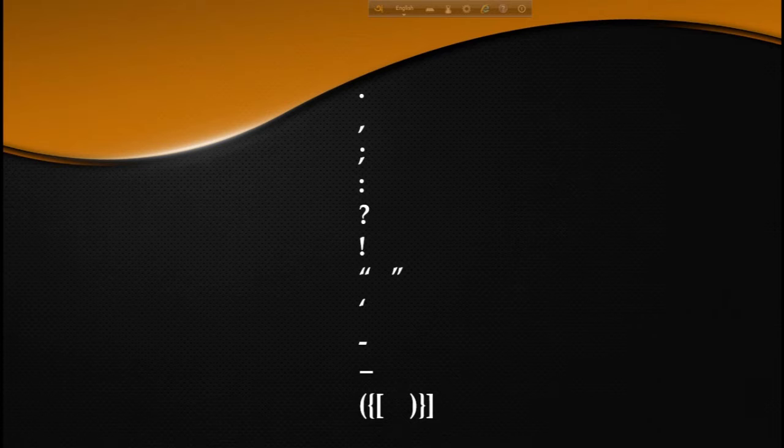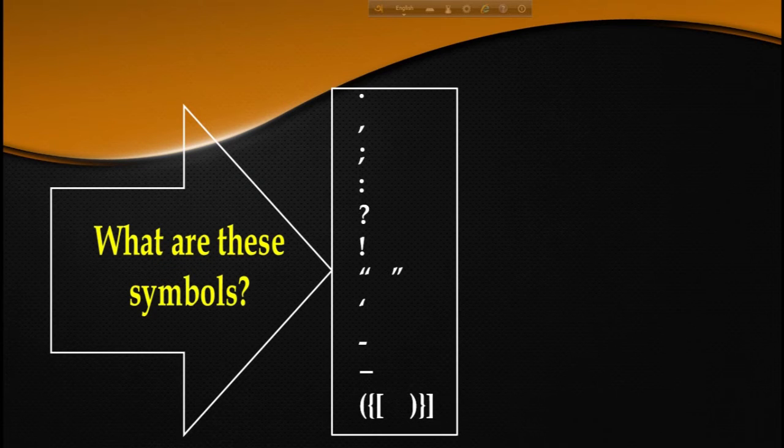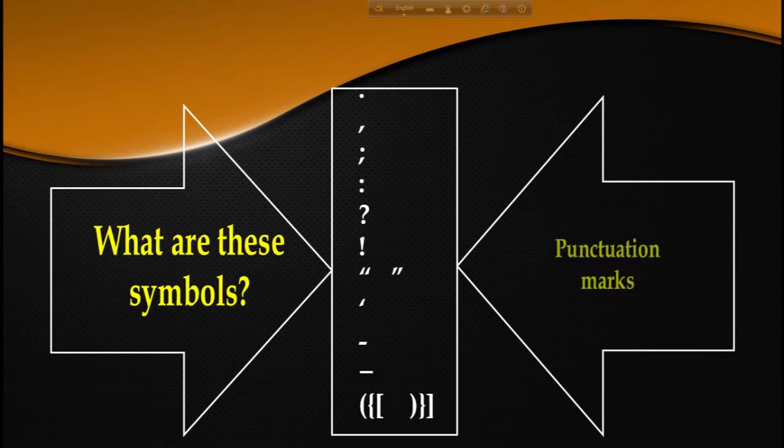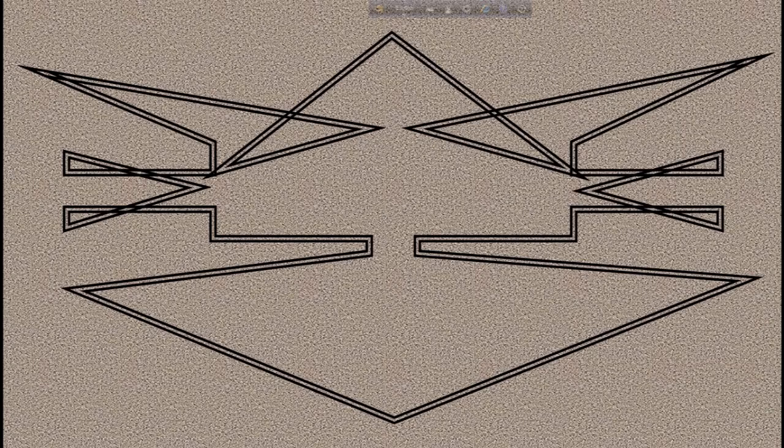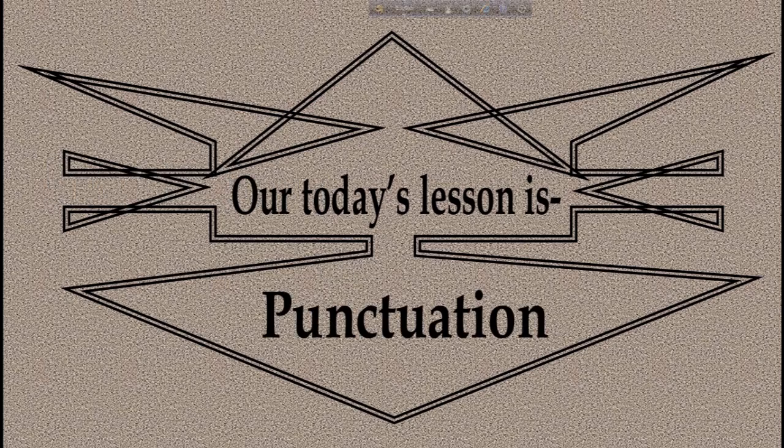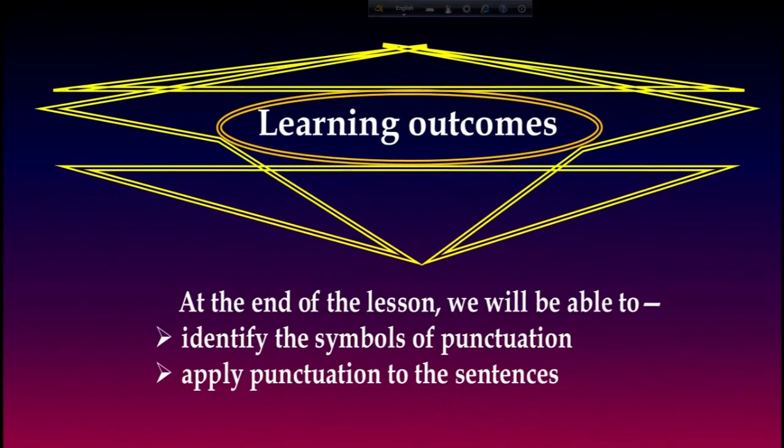You are seeing some symbols. So, what are these symbols? Punctuation marks. So, our today's lesson is punctuation. At the end of the lesson, we will be able to identify the symbols of punctuation, and apply punctuation to the sentences.